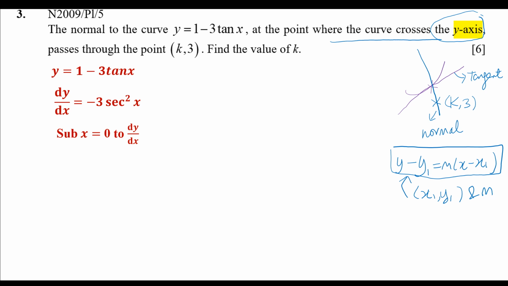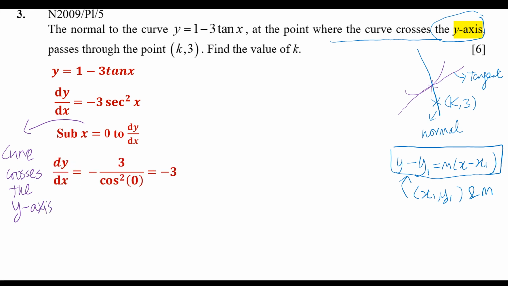Okay, so x equals 0 because the curve crosses the y-axis. On your y-axis, x is equal to 0. So we find the gradient. You have to change sec squared x to 1 over cos squared x. So that gives you negative 3 over cos squared x. Substitute x as 0. So cos squared 0 is 1, so you get negative 3. So that is the gradient of your tangent line. This is gradient equals negative 3.